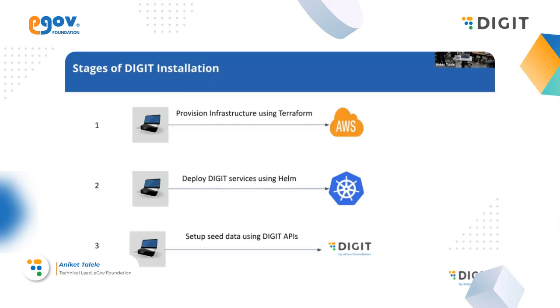In this third step, you will be interacting with Digit APIs. Digit services are already running as pods in your Kubernetes cluster. In the last step, you will call Digit APIs to insert the workflow configuration or localization data. Basically, all the seed data that is required to get the application into its final running state.